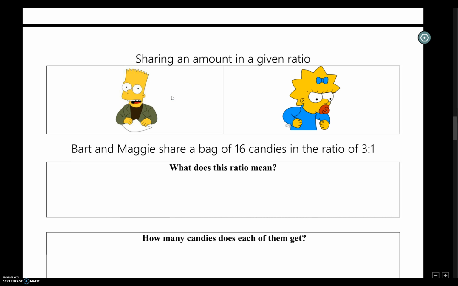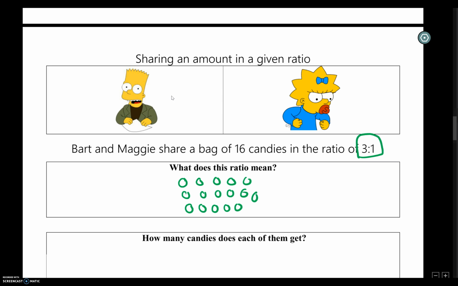And sharing an amount in a given ratio. So I have a situation here where Bart and Maggie share a bag of 16 candies in the ratio of 3 to 1. So we know that they have 16 candies, and so I'm going to put 1, 2, 3, 4, 5, 6, 7, 8, 9, 10, 11, 12, 13, 14, 15, and 16.